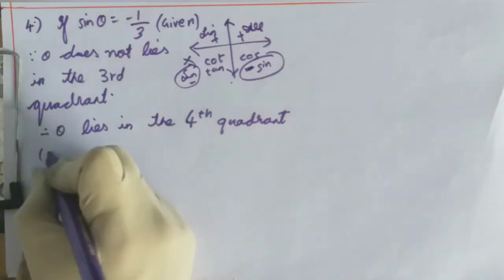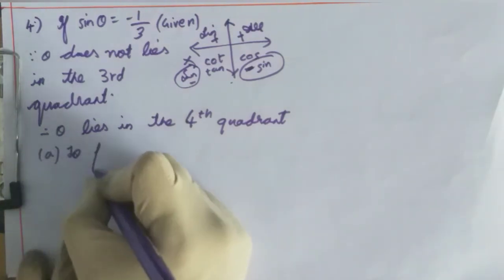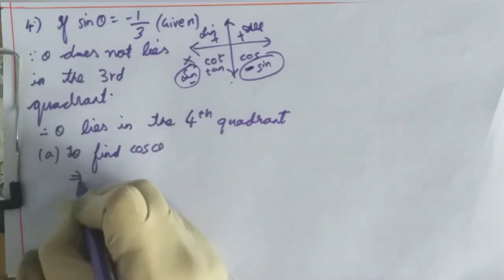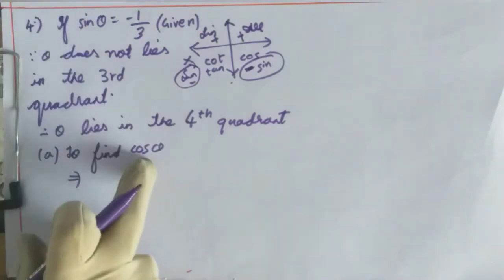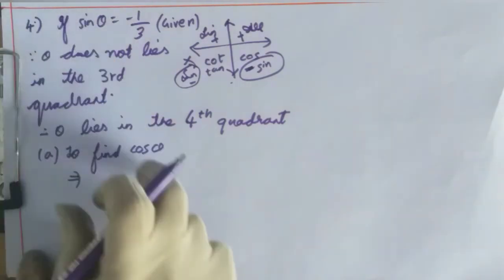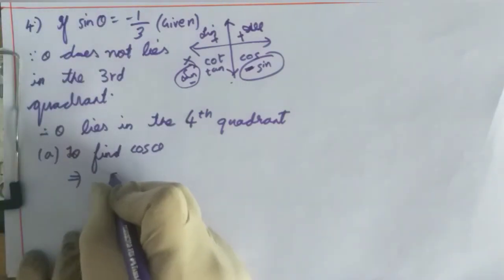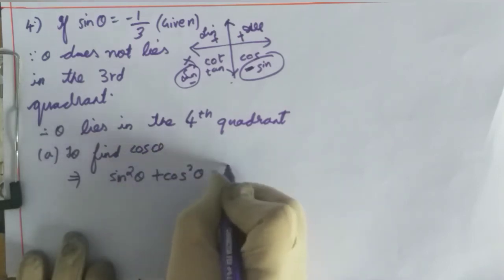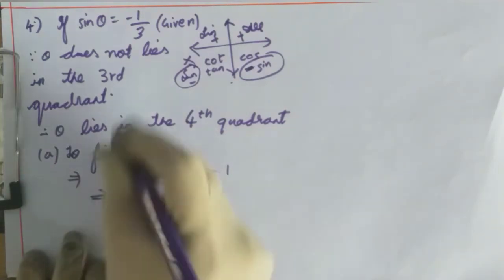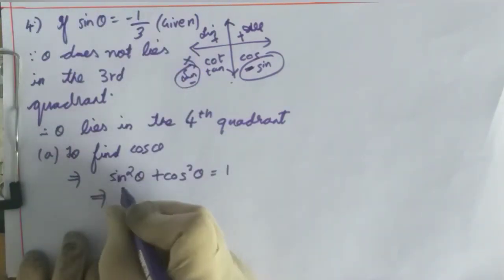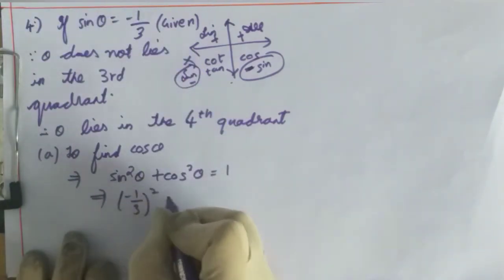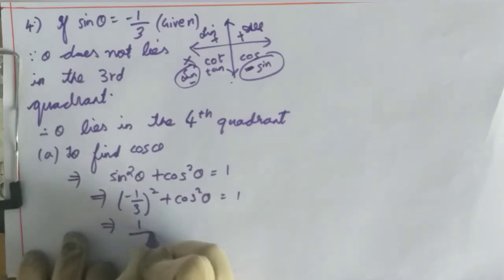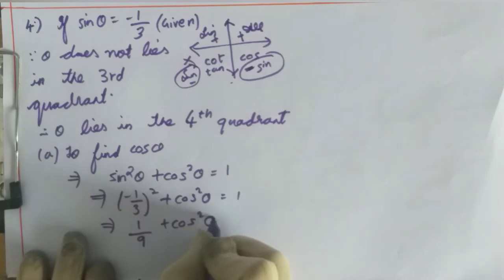So here first I'll find out cos theta. How to find out cos theta? Remember we did a similar example in one of our lectures. There is a relationship between sin theta and cos theta. The identity is sin square theta plus cos square theta is 1. This is the formula we have to use. We know the value of sin theta, so substitute: minus 1 by 3 whole square plus cos square theta is equal to 1. Minus 1 by 3 whole square is 1 by 9, plus cos square theta equals 1.